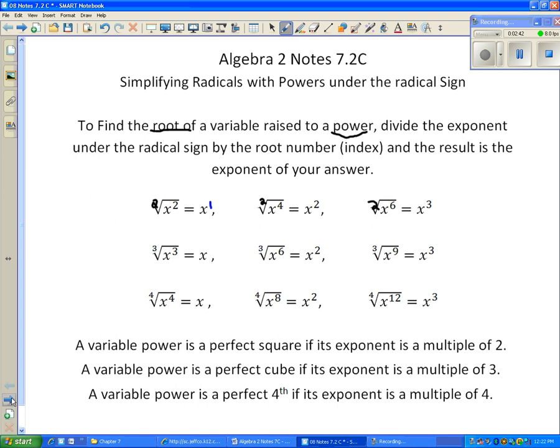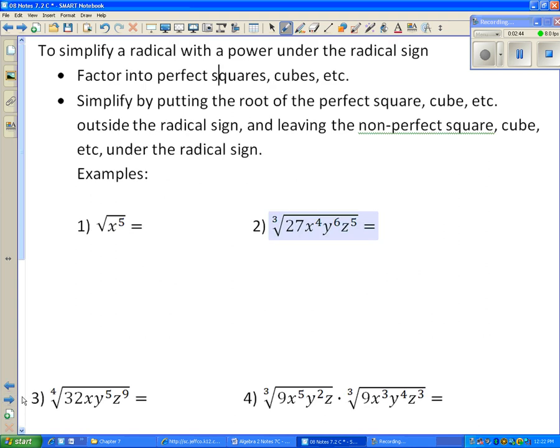How does this work? What do I use these for? Let's look at a couple examples. So these are the steps that I'm going to follow. To simplify a radical with a power under the radical sign, first, factor into perfect squares, cubes, etc. Simplify by putting the root of the perfect square, cube, etc. outside the radical sign, leaving the non-perfect square, cube, etc. under the radical sign. So example, this here is the square root of x to the fifth.